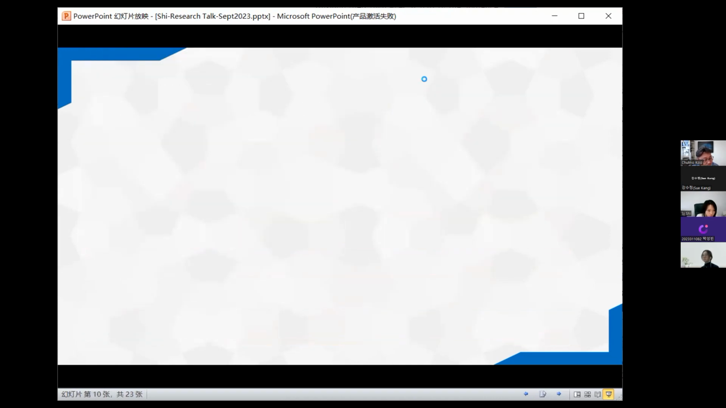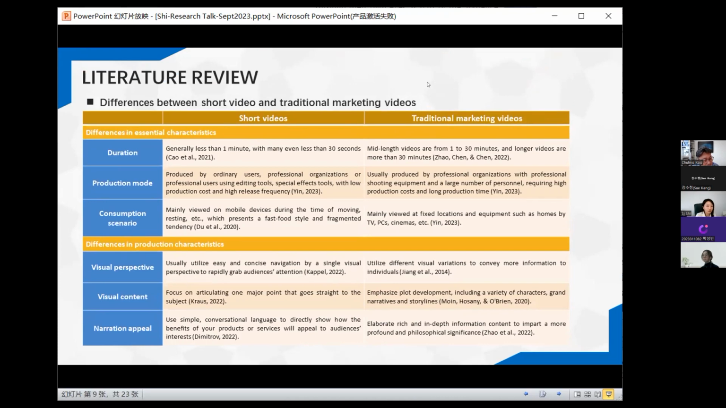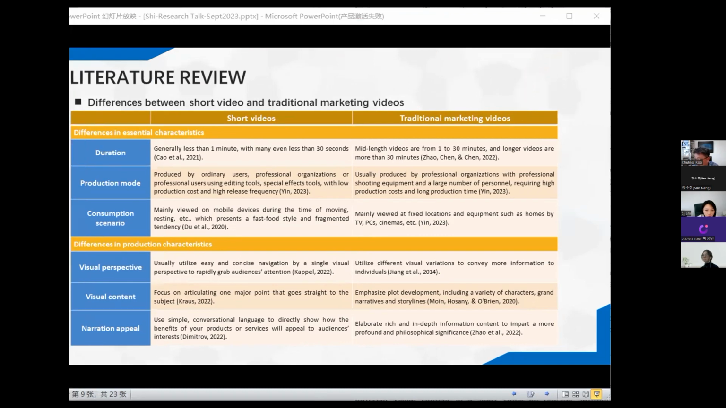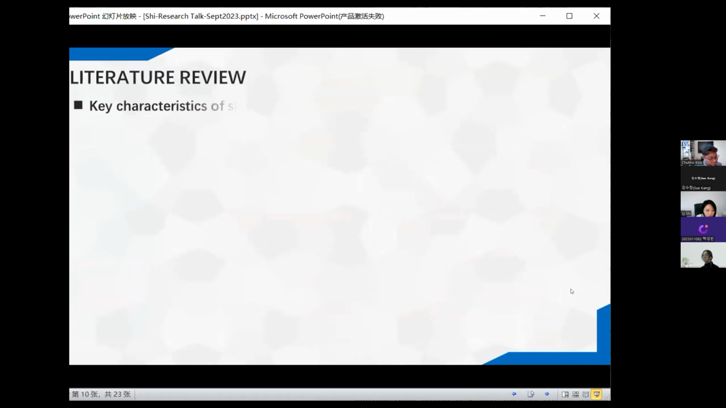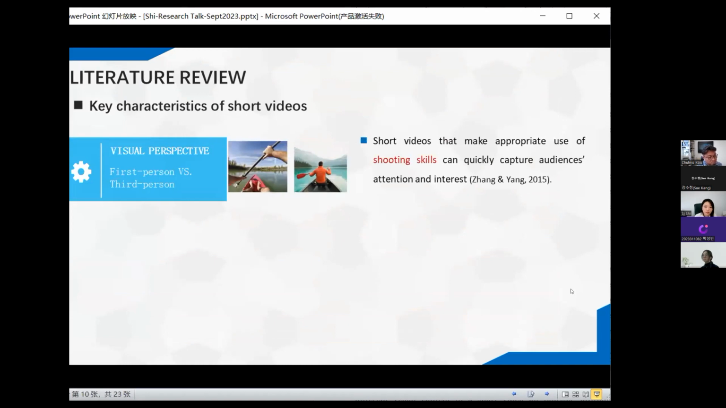So based on these differences between the short videos and the traditional marketing videos, we have gained a deeper understanding of the distinctive characteristics embedded in the visual perspective, visual content, and narration appeal of short videos. So based on the literature, we have dived deeper into the specific categories that we want to focus on for different variables.